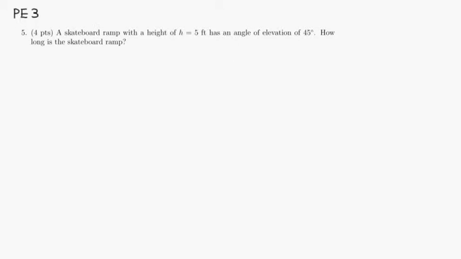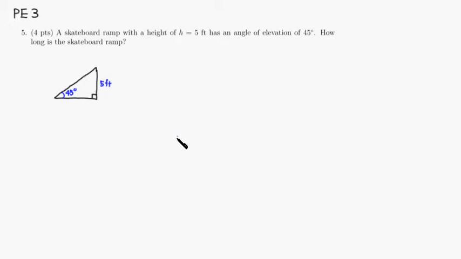All right, let's look at practice exam 3, problem number 5. We are looking at the skateboard ramp, so I'm just going to draw a picture. You have a ramp which looks kind of like this, and the height is 5 feet. So it's 5 feet there, and it has an angle of 45 degrees. So the angle here is 45 degrees.